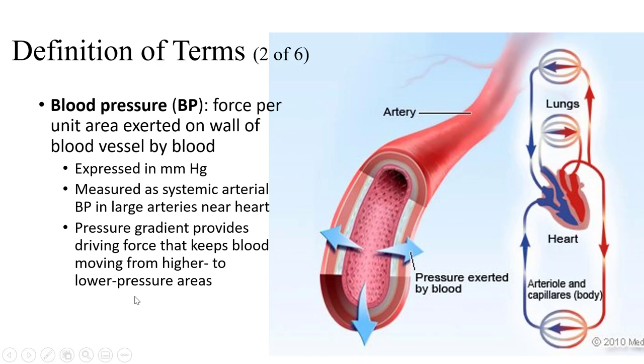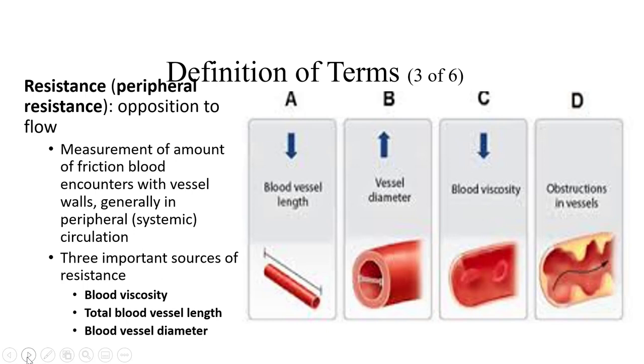So the pressure gradient provides a driving force that keeps the blood moving from higher to lower pressure areas. So here you have 120 millimeters of mercury pressure. You need that much in order to move the blood into the aorta, where the pressure could have an afterload of about 80 millimeters of mercury pressure.